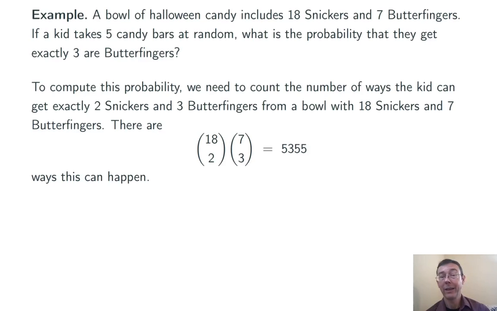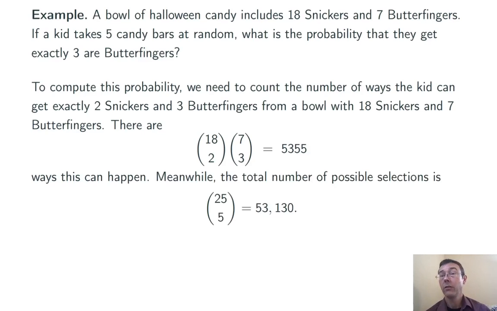How many ways can they get 2 of the 18? 18 choose 2. Similarly, there are 7 choose 3 ways of getting 3 of the 7 Butterfingers. These selections are independent, so we can multiply those counts. Overall, there are 5,355 ways that the kid can get exactly 3 Butterfingers.